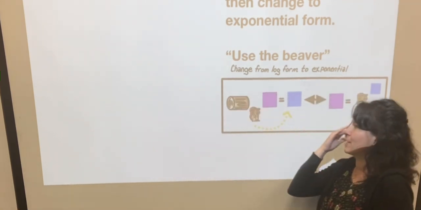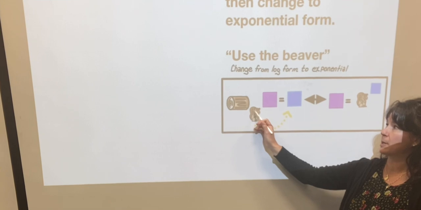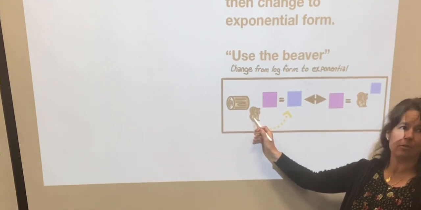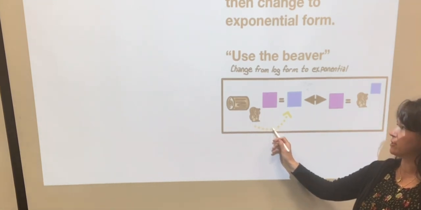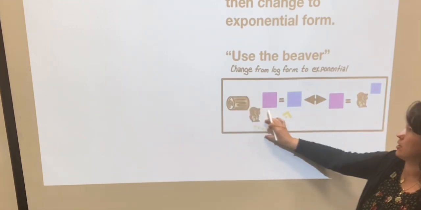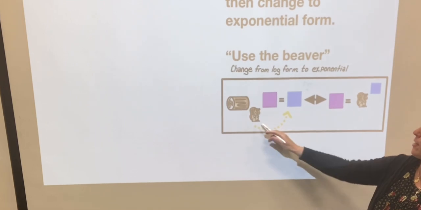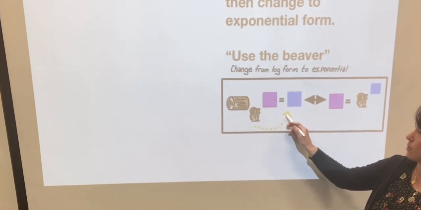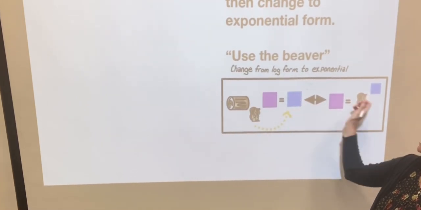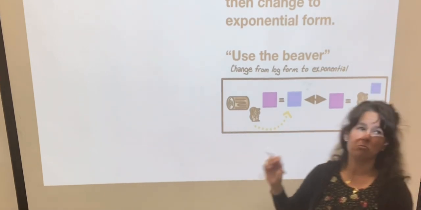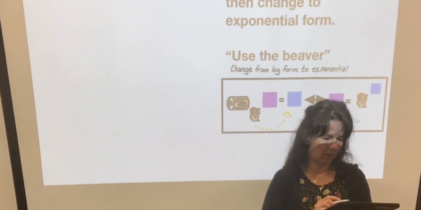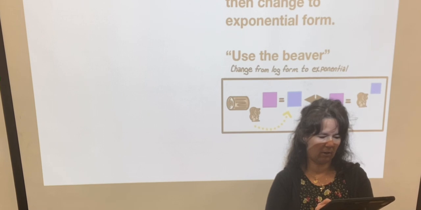So the way I've explained that is to change from exponential form, the base number that I call the beaver, it tunnels under, the log falls in, so the only thing I have left is the argument. And then the beaver here, the base, gets raised to this side. Okay, so I'm just like, oh, use the beaver. Here we go, let's use the beaver.